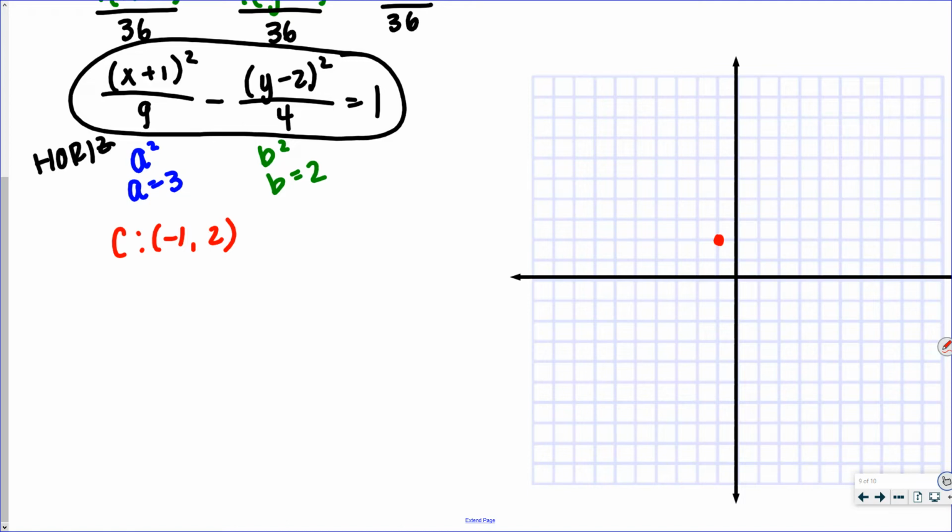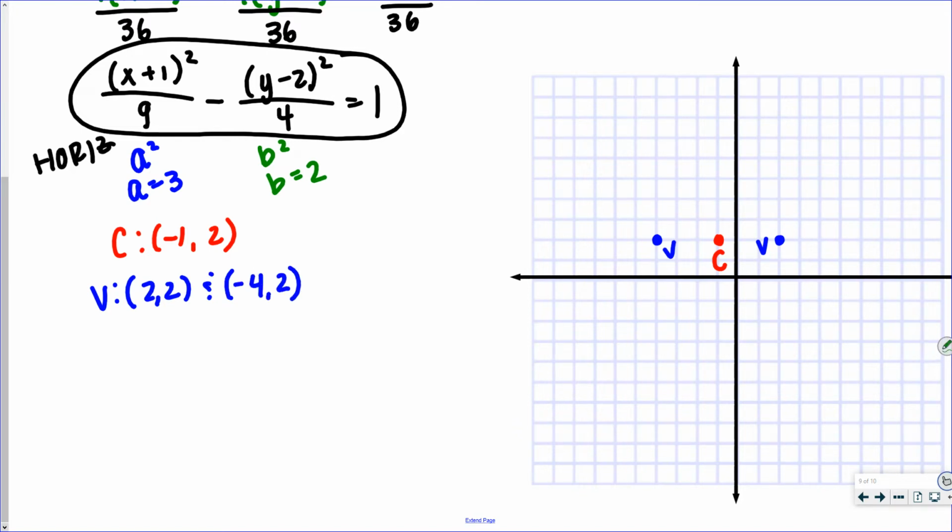Okay. I like to label that with a C, for center. Since this is opening up horizontally, A units from my center to the left and to the right will be my vertices. So 3 units to the right, 1, 2, 3. 3 to the left, 1, 2, 3 would be my vertices. Those should be located at 2, 2 and negative 4, 2.